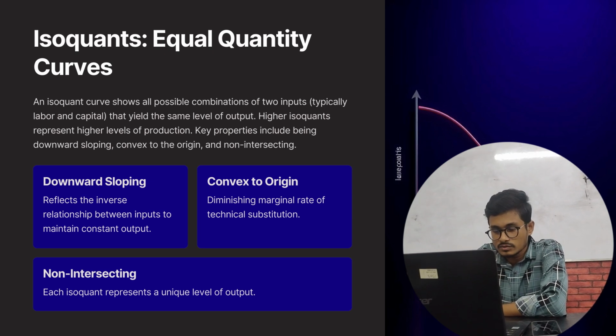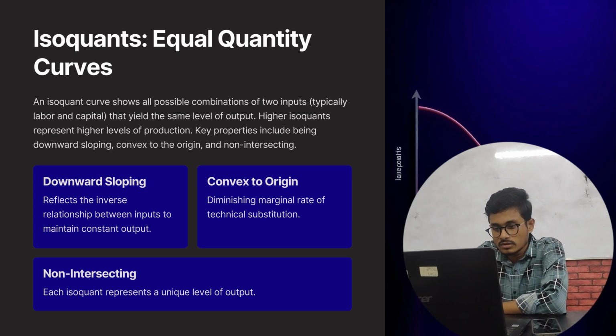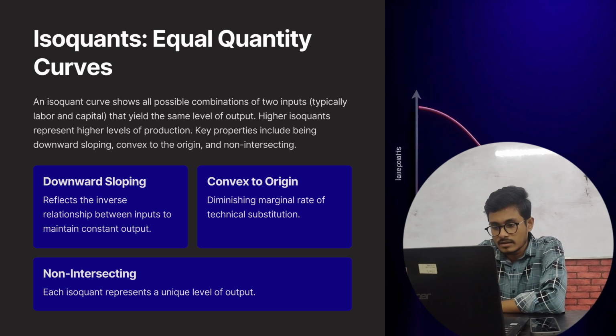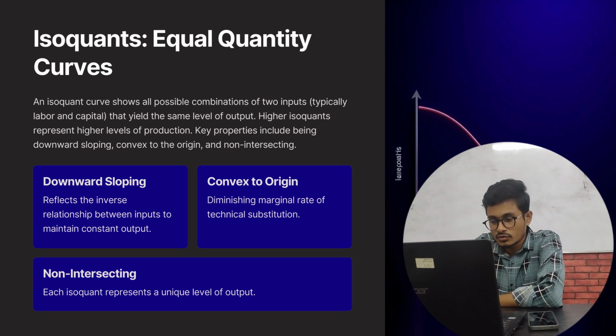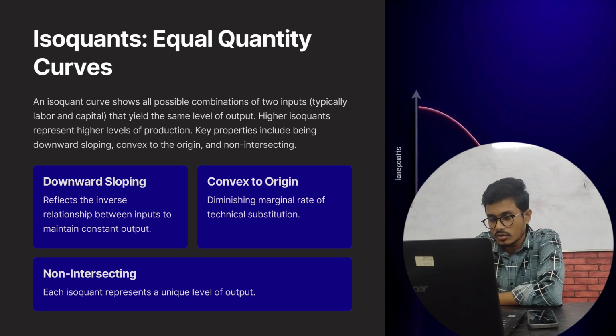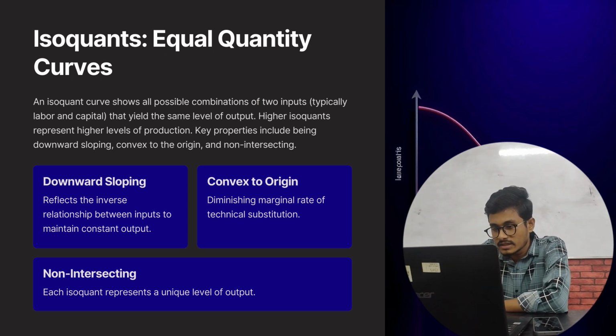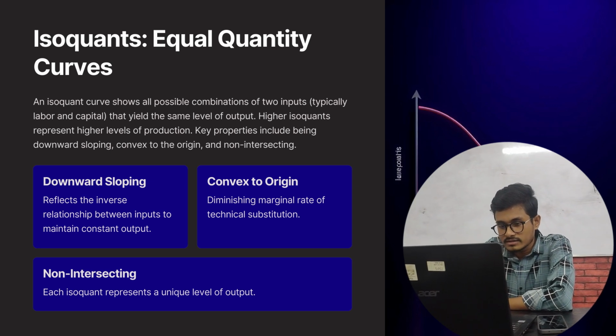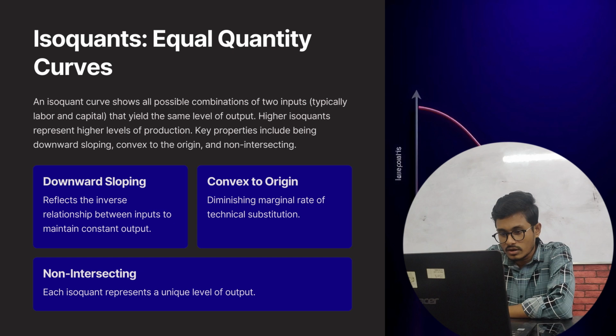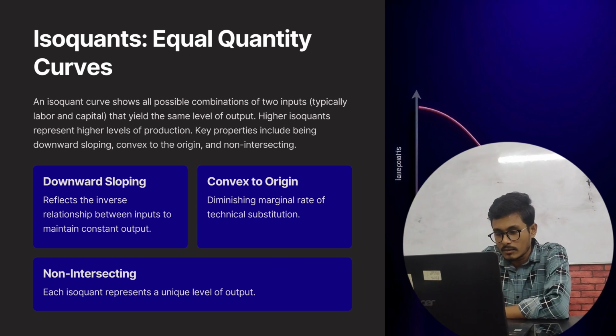Now we come to the downward sloping. Downward sloping reflects the inverse relationship between inputs to maintain constant output. So if we maintain a constant output, its slope must be downward, convex to the origin, with a diminishing marginal rate of technical substitution. And non-intersecting means an iso-quant represents a unique level of output.